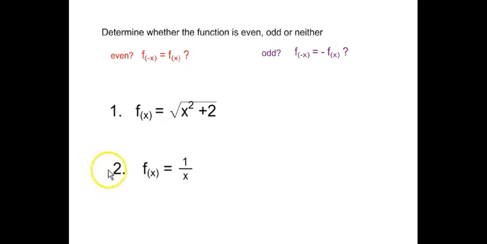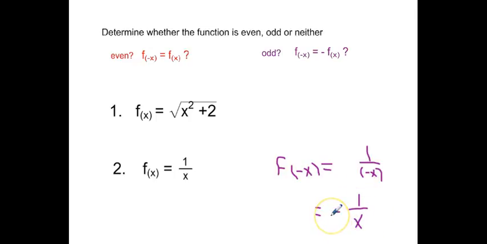One more example. Pause the video and determine if number 2, f of x, is even, odd, or neither. And I hope you found that when you plugged in negative x for x and did that little bit of simplifying, it doesn't matter where I put the negative sign in that regard. So we have f of negative x does equal the opposite of the original function. So in this case, we say it is odd.